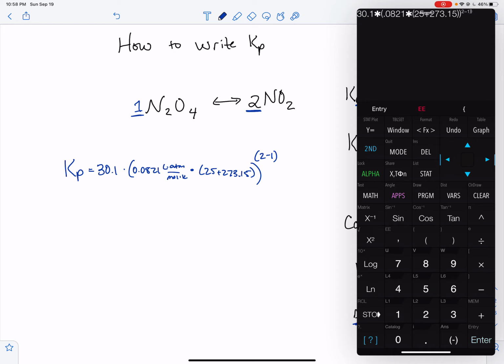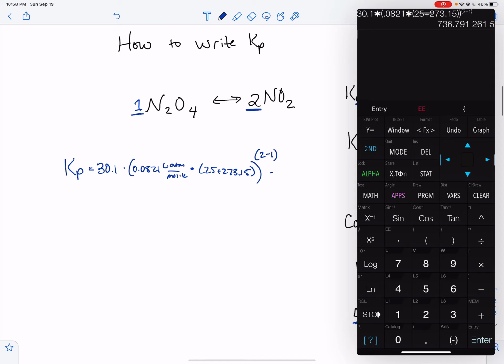Sometimes your calculator doesn't work with you. And then that gives me that my Kp value is 736.8. And since the majority of this is going to be rounded to 3 sig figs, we'll make that 737. Kp, like Kc, is unitless.